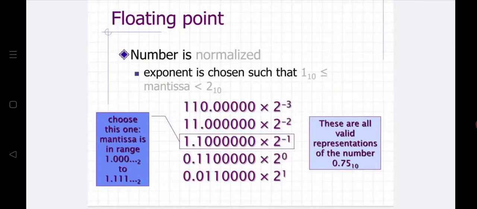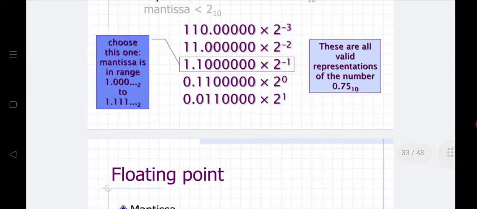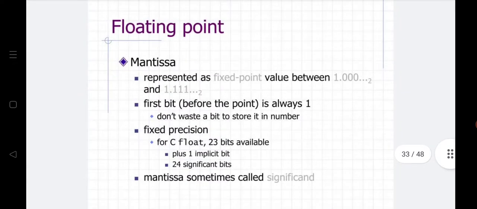Okay, now what we are going to do here is find out what my exponent is and what my mantissa value is. If I am going to represent it as a fixed point value, the mantissa values are from 1.00 to 1.111. The first bit before the point is always 1. Don't waste a bit to store it in a number. So I am not going to use this particular 1 to store. Why? Because our intention is that it should always be in terms of 1 point something. So I will not be using the 1 to store.